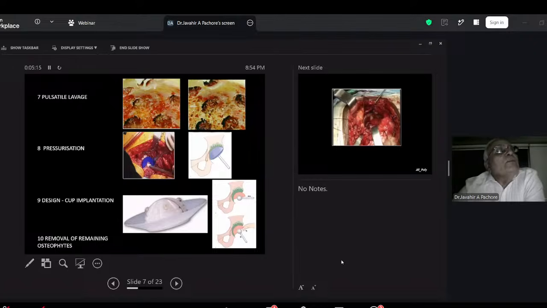Then pulse lavage has been one of the very good things that has happened, because it has improved the cementing technique. You can see the before and after changes. Another important thing we learned from the Wrightington group is pressurization of the cement. The acetabulum is an open mouth, and when you try to pressurize the cement, some cement comes out and you do not get good pressurization. So people started using what is called a flange cup. You can cut the flanges to customize to the acetabulum so that the mouth is closed, and then you can pressurize the cement inside.